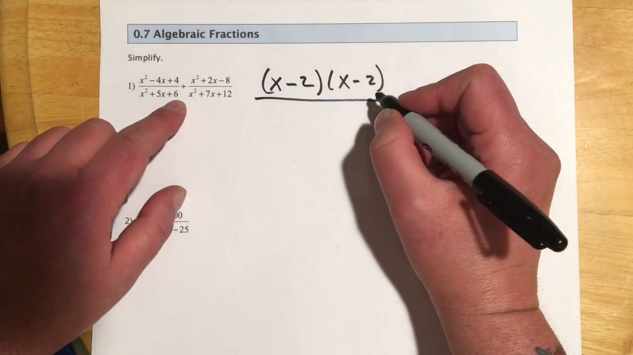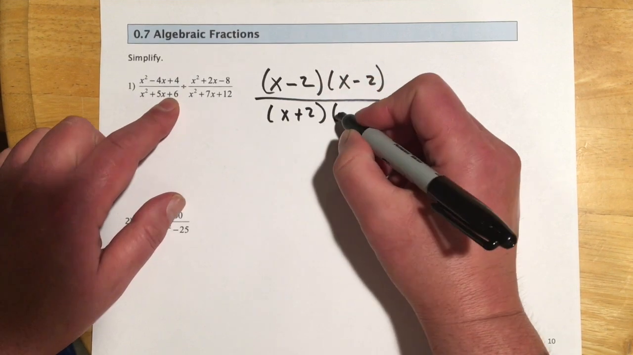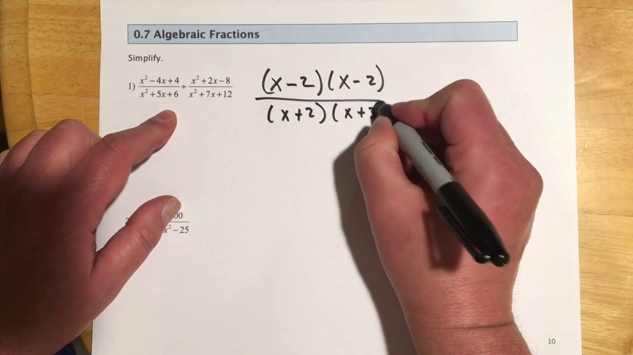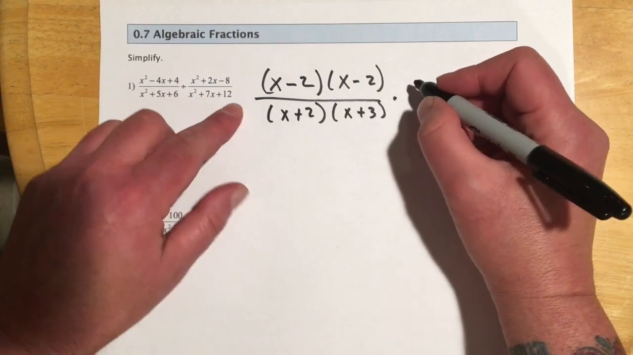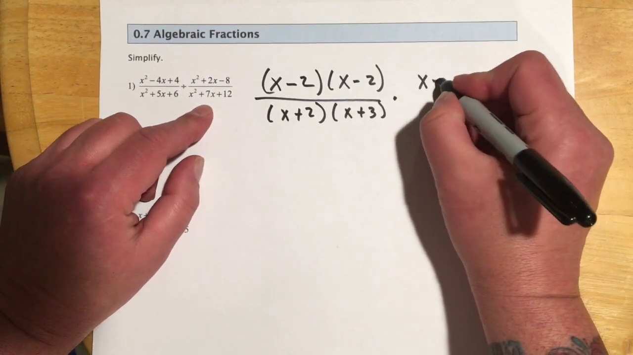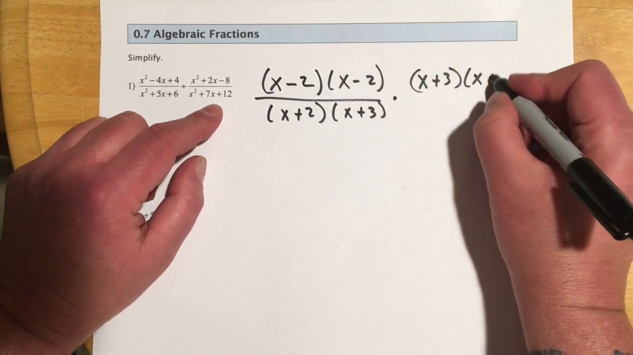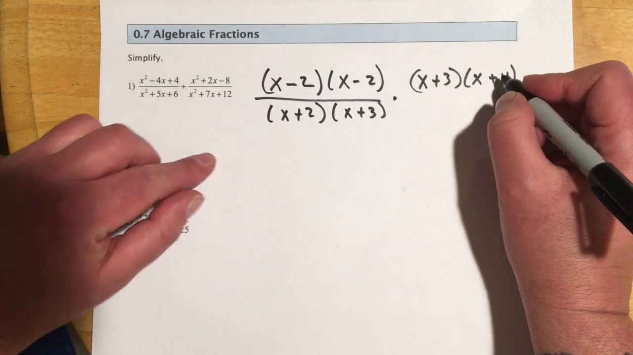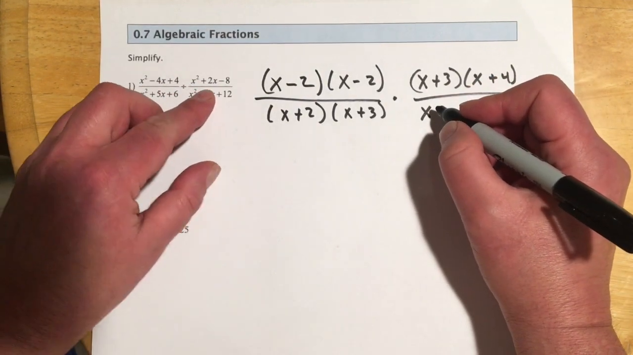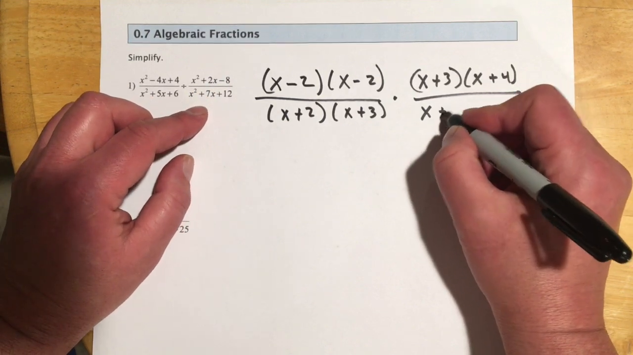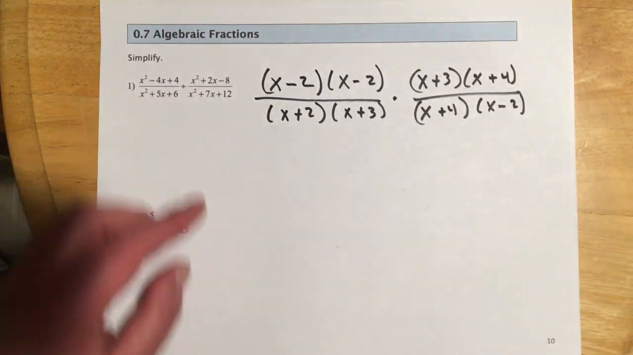And then the denominator multiplies to 6, adds to be 5. So x plus 2, x plus 3. And then I'm going to flip this over, so this is the numerator. So multiplies to 12, adds to 7, x plus 3, and x plus 4. And then this would be downstairs. So that will be multiplies to negative 8, adds to be 2. So x plus 4 and x minus 2.